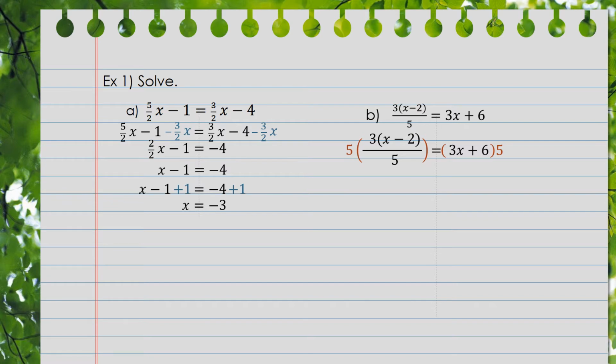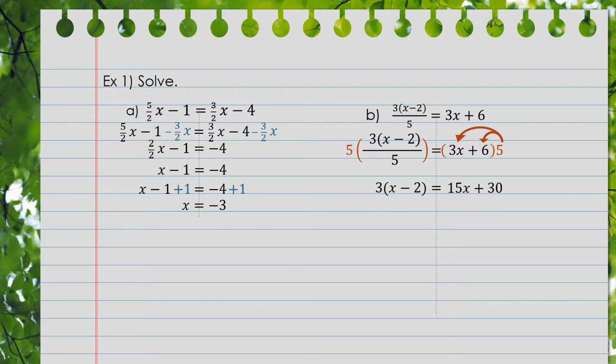On the left side, because it was originally dividing by 5 and we're choosing to multiply by 5, those 5's reduce, leaving you with 3 times the quantity x minus 2. On the right side, because we have 3x plus 6 times 5, we do need to distribute the 5. 5 times 3x and 5 times 6, which gives you 15x plus 30. So now the fraction has been eliminated, so now it looks a little bit easier on the eyes.